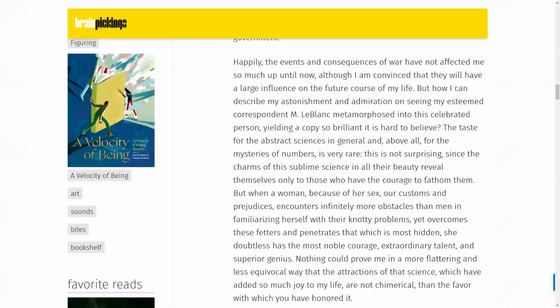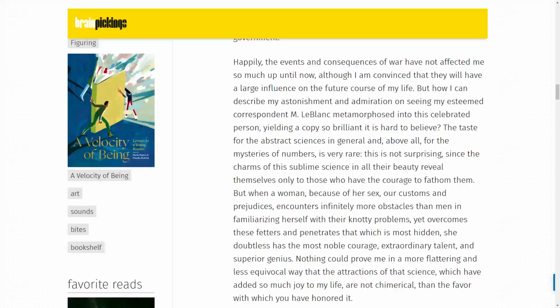To her relief, Gauss accepted her for who she was, and he writes, Monsieur Leblanc metamorphosed into this celebrated person, yielding a copy so brilliant it is hard to believe. The taste for the abstract sciences in general, and above all, for the mysteries of numbers is very rare. This is not surprising, since the charms of this sublime science in all their beauty reveal themselves only to those who have the courage to fathom them.